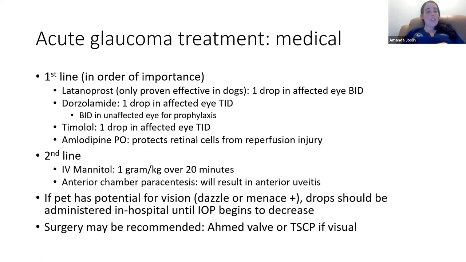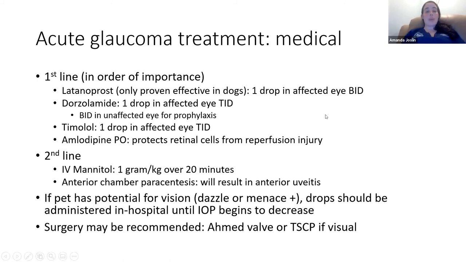And if there is potential for vision, we start amlodipine. That protects your retinal cells from your reperfusion injury and can keep the eye as healthy as we can. In the ophthalmology book, there's a dose range that you want to use technically, but usually what we do is 0.625 mg once a day for a small dog, 1.25 for a medium or large breed dog, and then 2.5 mg once a day for a giant breed dog.